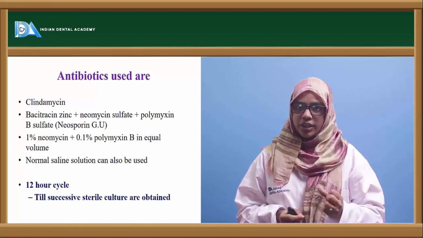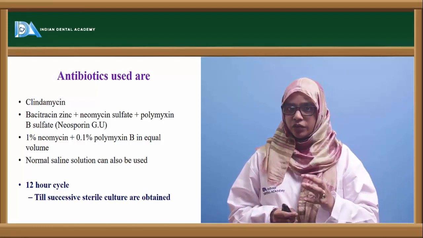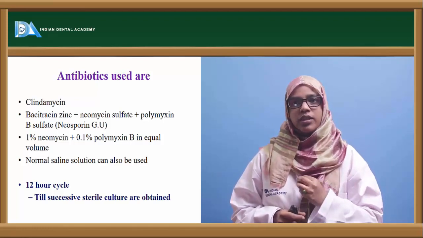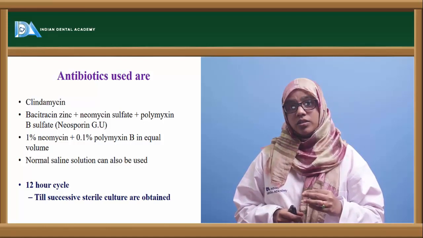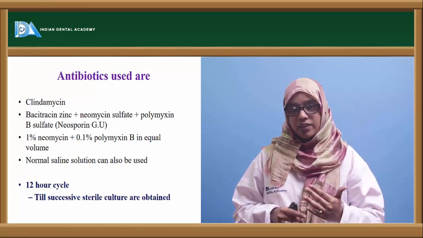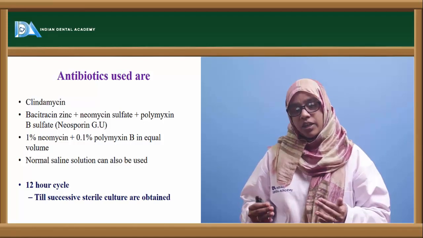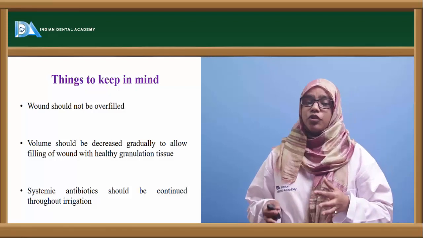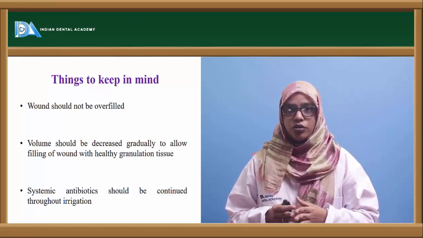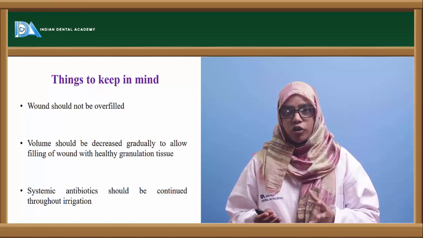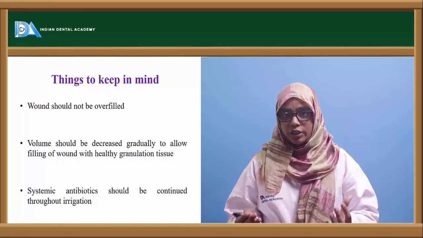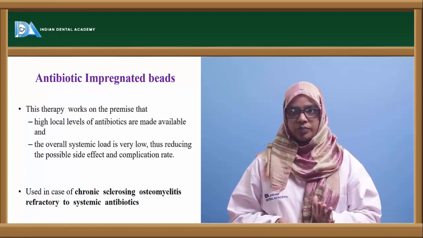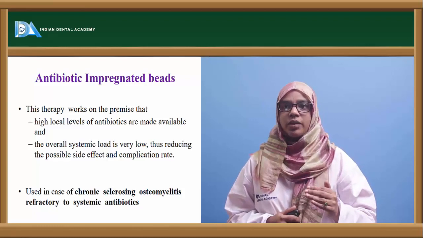Okay, you will inject the antibiotic, let it stay in the bone defect for 3 hours, and over a period of 9 hours with an intermittent slow suction you will suck the antibiotic out. It is a 12-hour cycle, and then you will repeatedly take a culture unless your 3 successive cultures are sterile. Now things that you need to keep in mind are that the wound should not be overfilled. The volume should be gradually decreasing for the healing to take place by secondary intention, and a systemic antibiotic should always be continued. Then antibiotic impregnated beads.